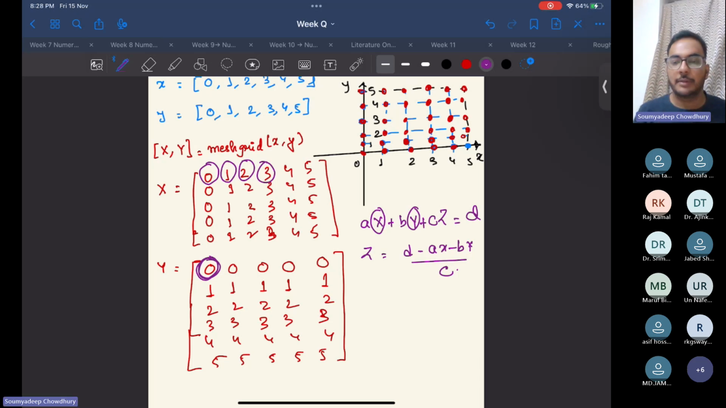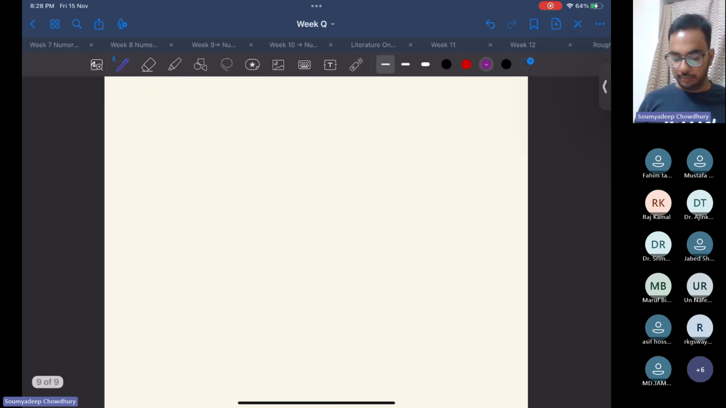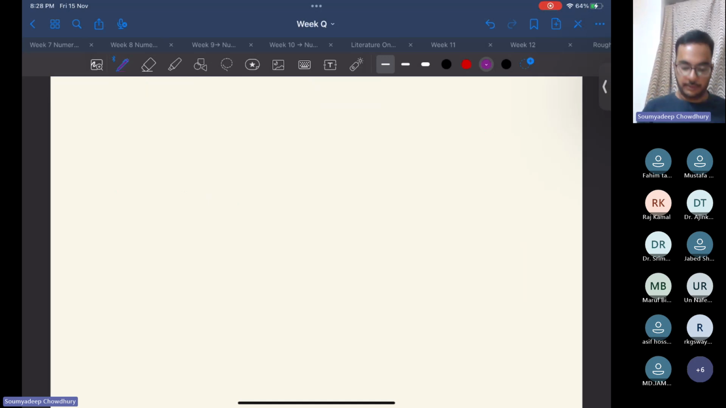Okay, so this was about visualizing the plane, the 3D equation, in MATLAB. Through MATLAB, you can visualize it. Now we will quickly move to one of the methods to solve this.